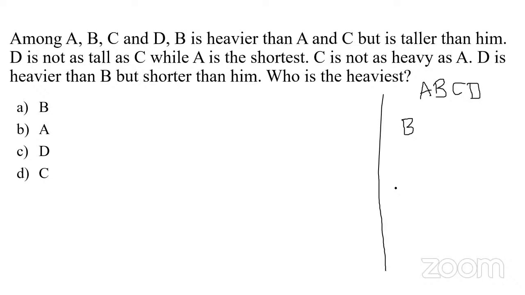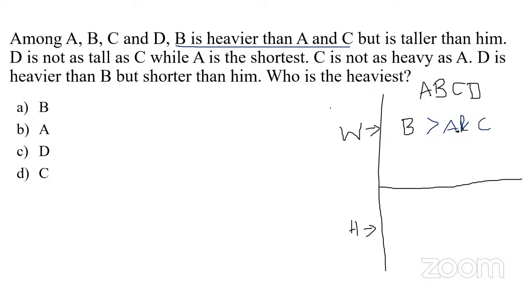Given, B is heavier than A and C, right? We don't know whether A is heavier or C is heavier, so I'm just writing B is heavier than A and C. That's it. They didn't mention that A is heavier than C or C is heavier than A, right? So we are just writing A and C alone. Given statement is B is heavier than A and C, so I'm addressing that. First one is over.